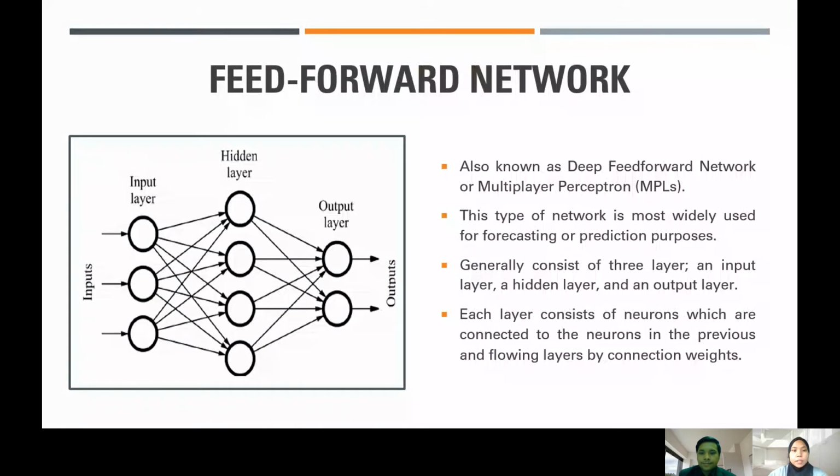Okay, Assalamualaikum. Now I will be explaining my part, which is the feed-forward network. Okay, in the first slide, we have shown, Doctor, that we have decided to use feed-forward for our artificial neural network. So what is a feed-forward network? A feed-forward network, also known as a deep feed-forward network or multilayer perceptron, or most commonly known as MLP. This type of network is most widely used for forecasting or prediction purposes. It generally consists of 3 layers, which are the input layer, a hidden layer, and the output layer. Each layer consists of neurons, which are connected to the neurons in the previous and following layers by connection weights.